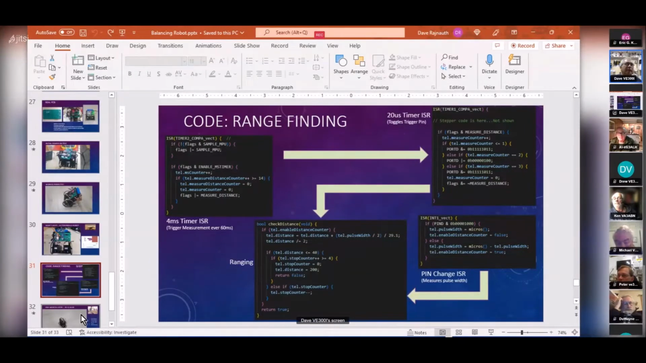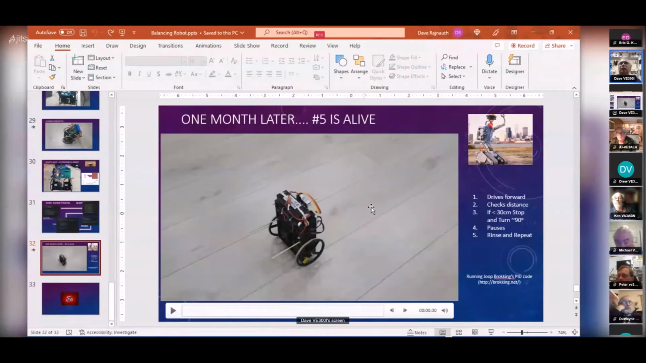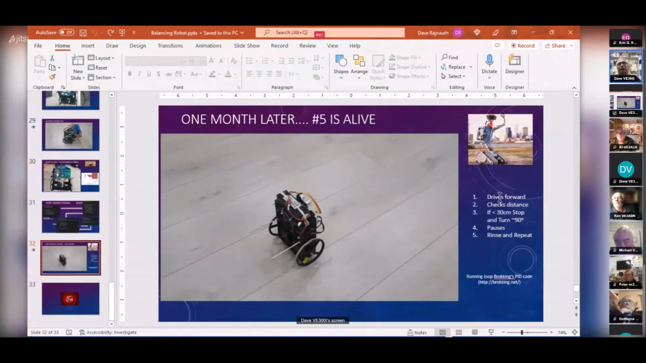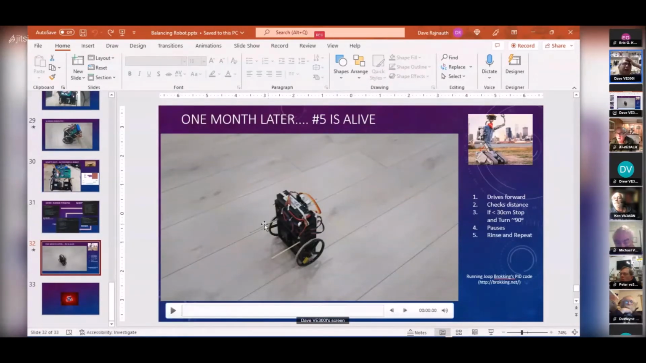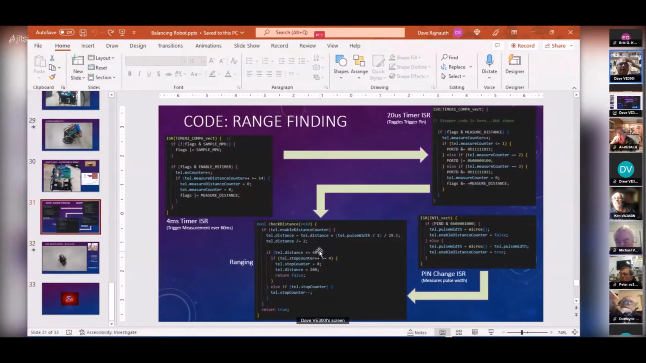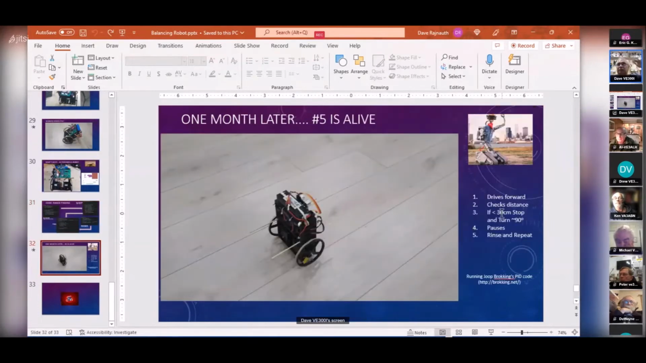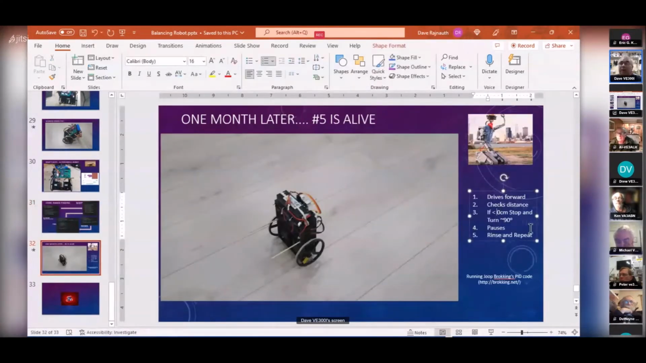So, and I think this is the last video I've got. Basically the robot's going to drive forward. It checks the distance using the ultrasonic sensor. If the distance is less than, I think it was, is it 40 here? It's 40. So this should be saying 40. If it's less than 40 centimeters distance, stop.